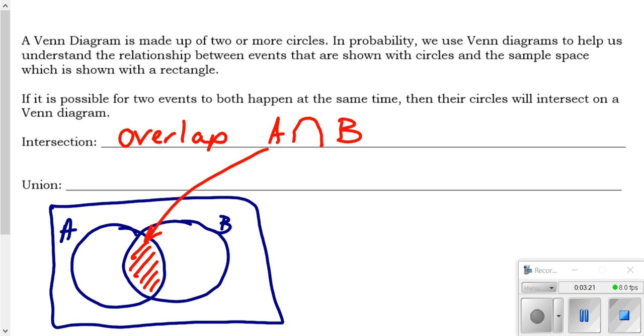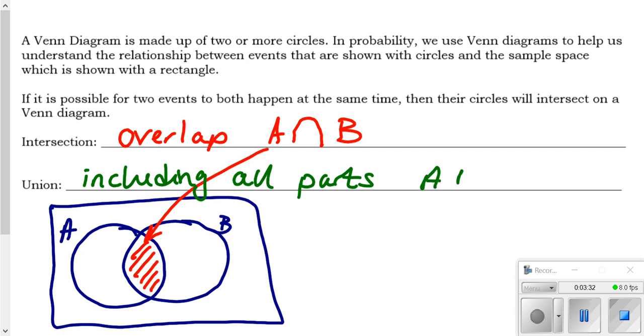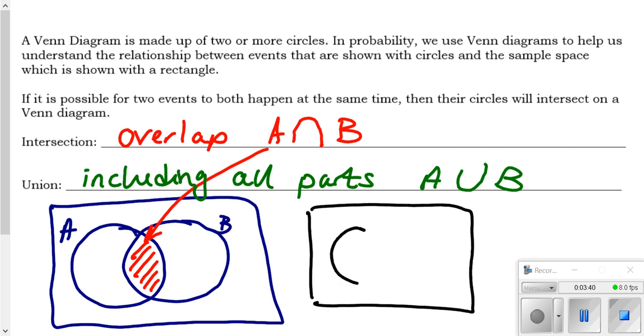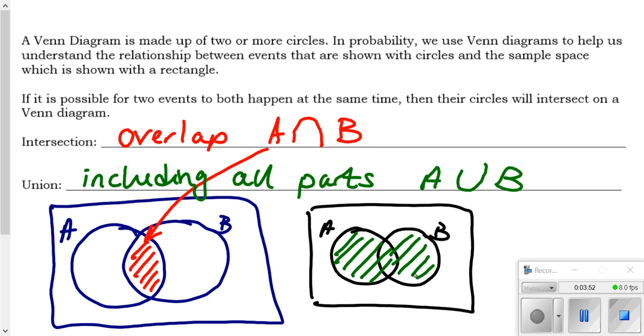And then union is including everything. And the way that that is sometimes written is with a U, like U for union. And so in my Venn diagram picture, if I wanted to indicate union, I would indicate all of A and all of B, including the overlap part. Literally everything that is in A or in B or even in both. Okay, if you're in some part of A, some part of B, some part of both, you're in the union.